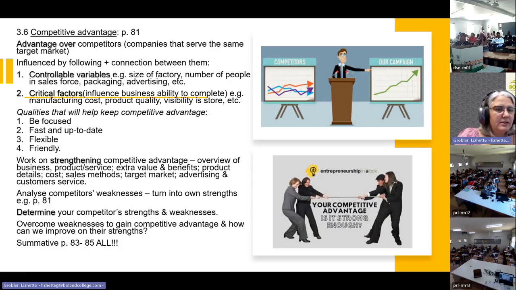So the qualities that will help you keep competitive advantage is to be focused on what you are selling, also on your customers, your target market, what their demands are. Fast and up to date. If you need to order products for customers, make sure that it is there very quickly, maybe do everything that you possibly can to get it there, and also have the latest up-to-date products available. Flexibility.